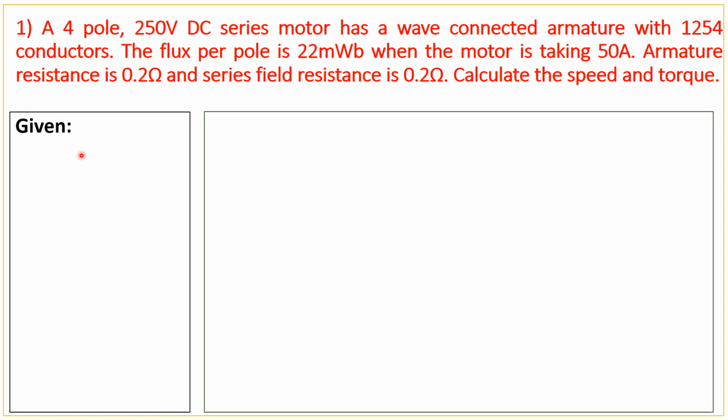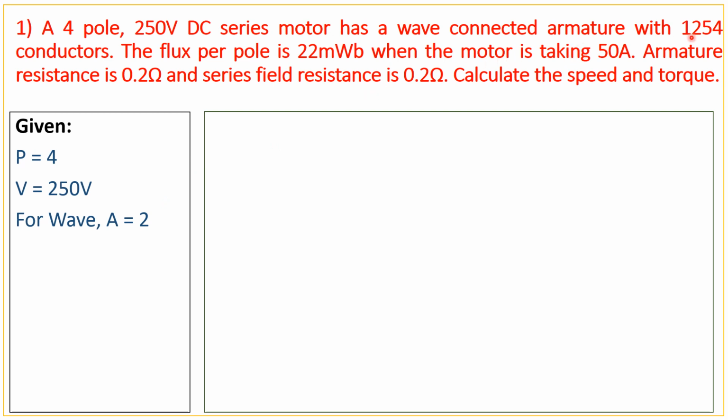A 4-pole, therefore P is equal to 4. 250 volt, therefore V is equal to 250 volt. Series motor has wave connected. So for wave connected, A is equal to 2. If it was lap, then A is equal to P, which is equal to 4. But since it is wave, it is directly A is equal to 2.